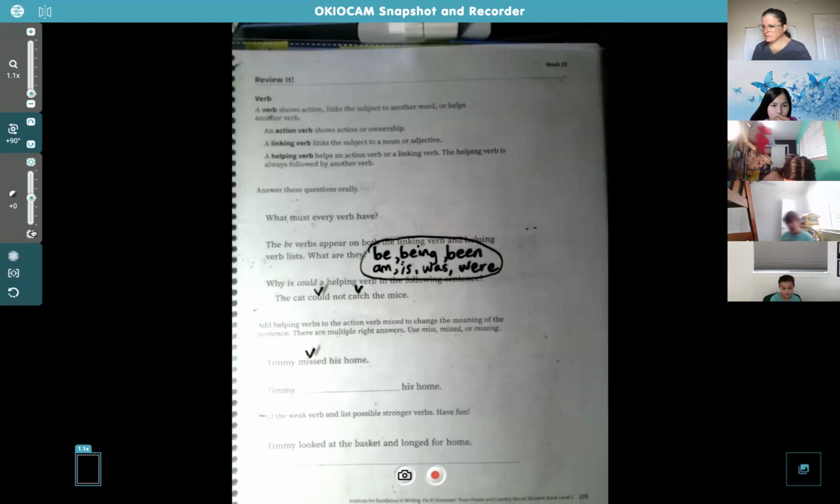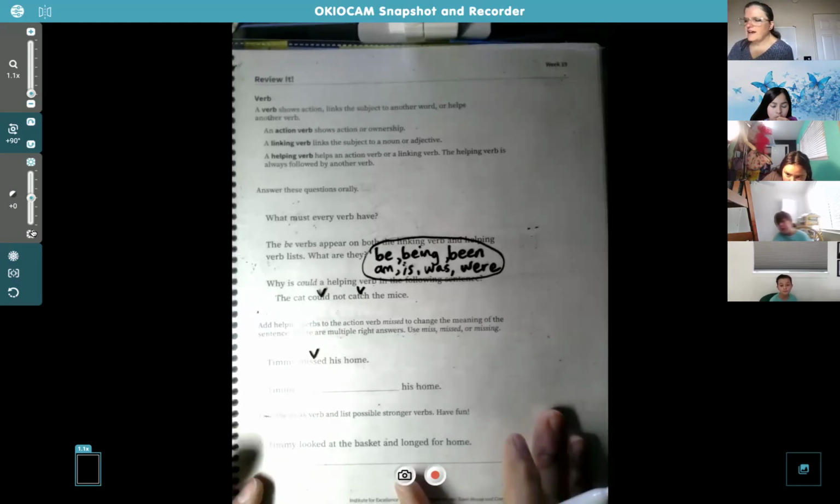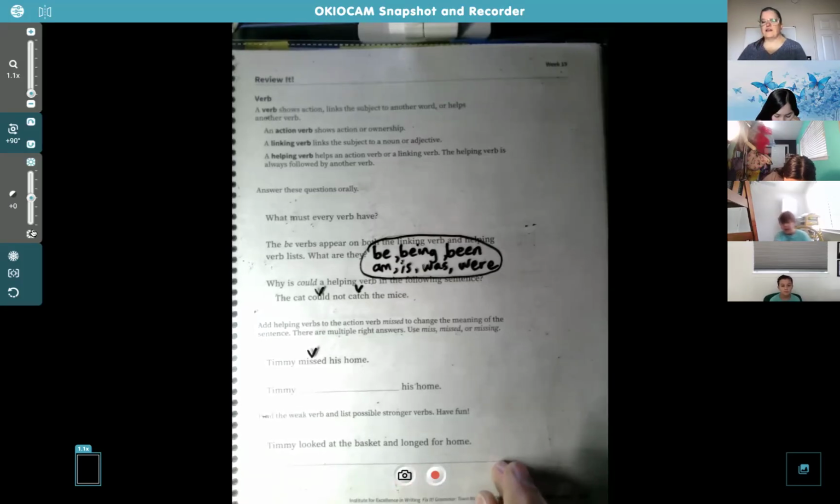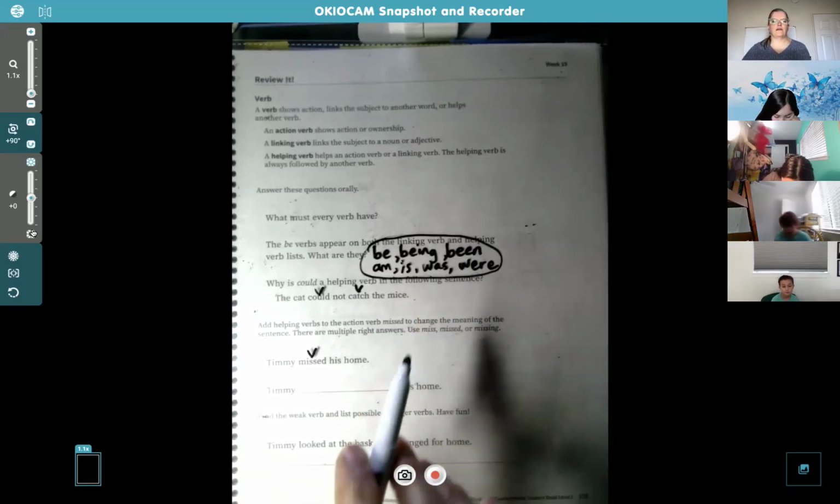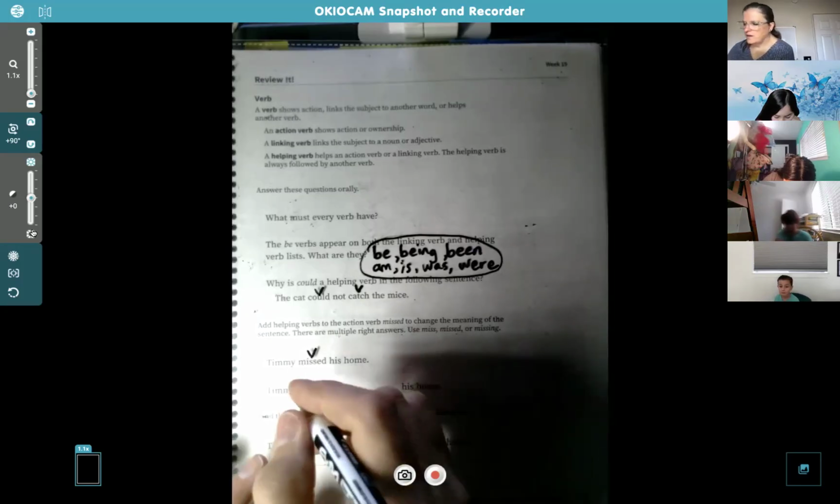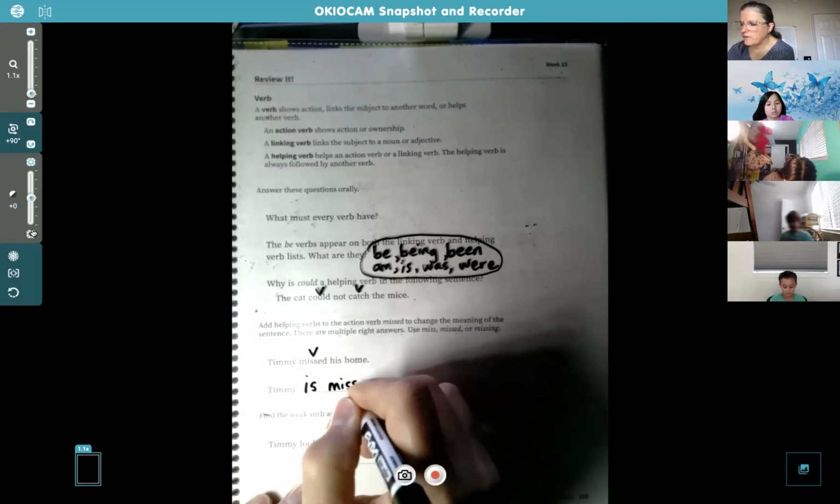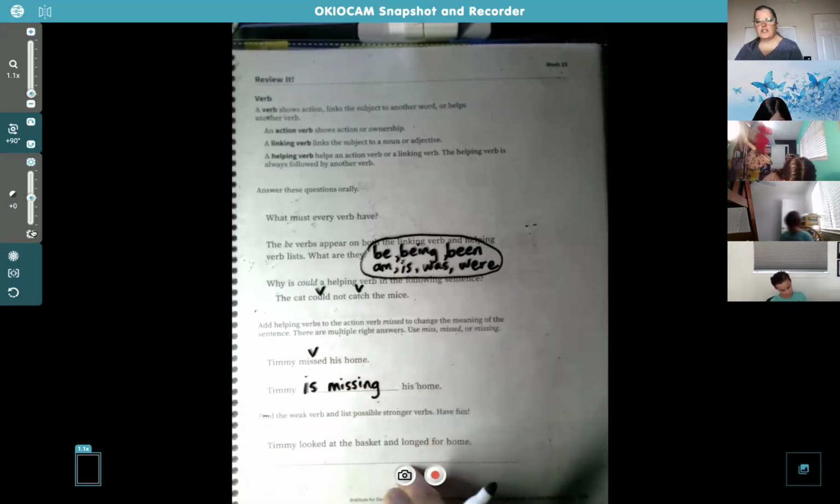Timmy is missing his home. Yes, I like that one. That's good. Or you could even say Timmy has been missing his home. But let's put Sawyer's idea: is missing. That works. Good. So we changed it from missed to missing.